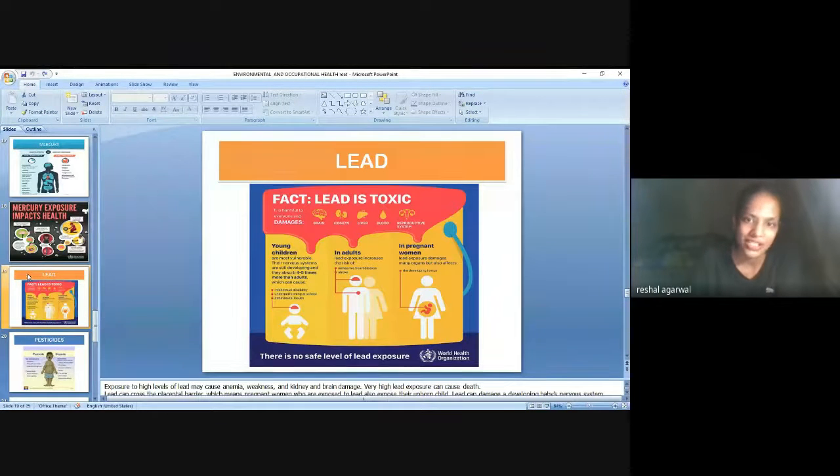Now, coming to the next factor, that is lead. Exposure to high levels of lead may cause anemia, weakness, and kidney and brain damage. Very high lead exposures can cause death. Lead can cross the placental barrier, which means pregnant women who are exposed to lead can also expose their unborn child. Lead can damage a developing baby's nervous system. Even low level lead exposure in developing babies has been found to affect behavior as well as intelligence. Lead exposure can cause miscarriage, stillbirth, and infertility.